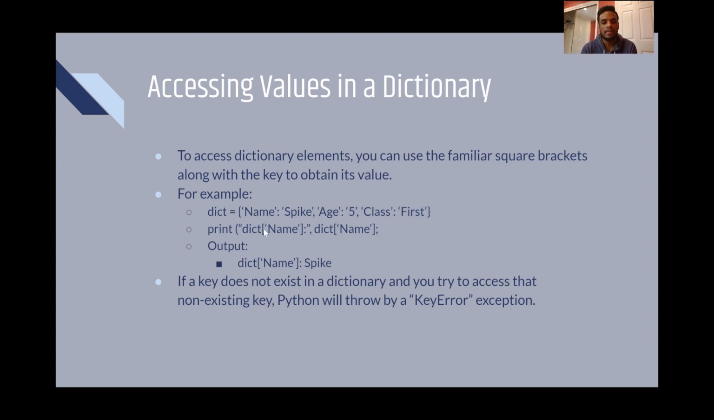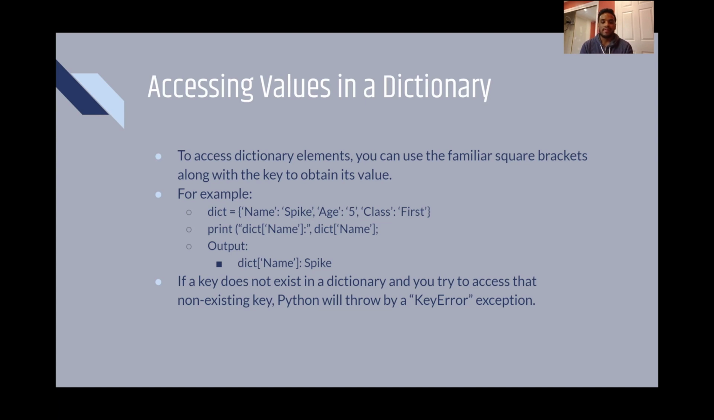So I type in the key name, and when I print that out, the key name is assigned to the value Spike. So Python will return back Spike because the key of name is Spike. That's how I get its values. That's how I can access the values in a dictionary.